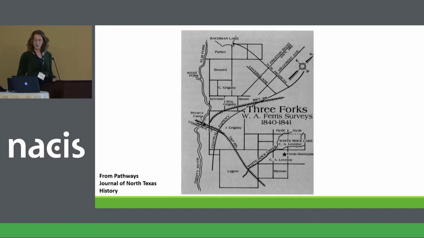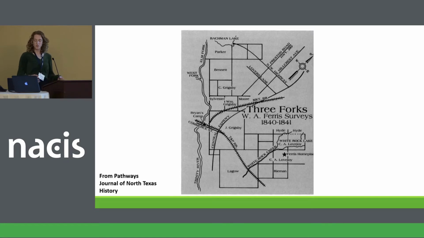So we're going to start by going back to the original surveys for the city of Dallas. These were done by W.A. Ferris in 1840. This is not the map of the original survey. This is a recreation from a Journal of North Texas History. Also, it's oriented strangely, but north is to the upper right for some reason, I think, so the Trinity River goes north-south.